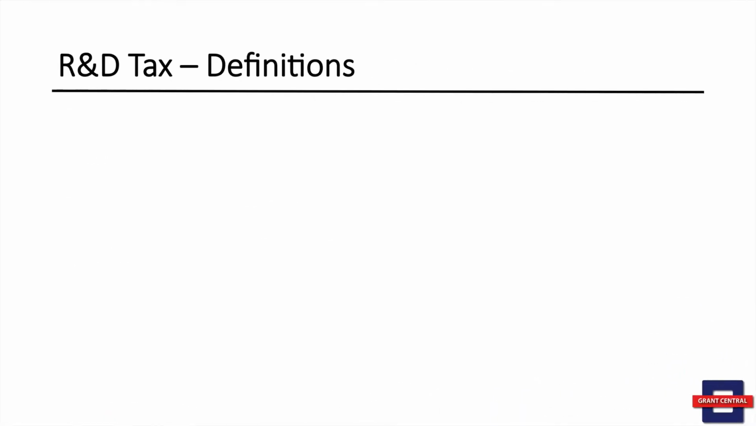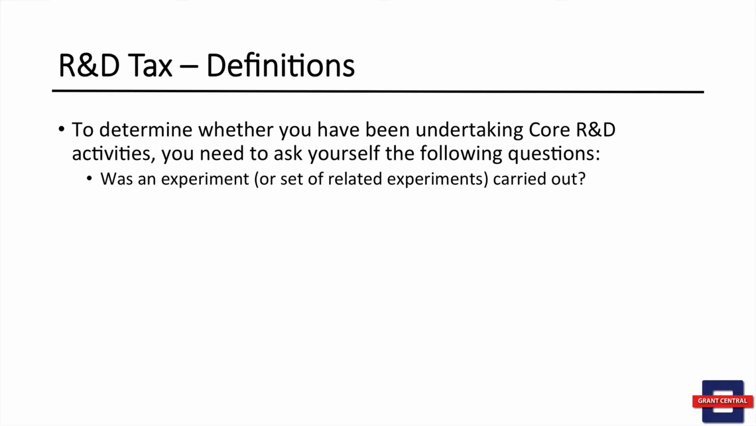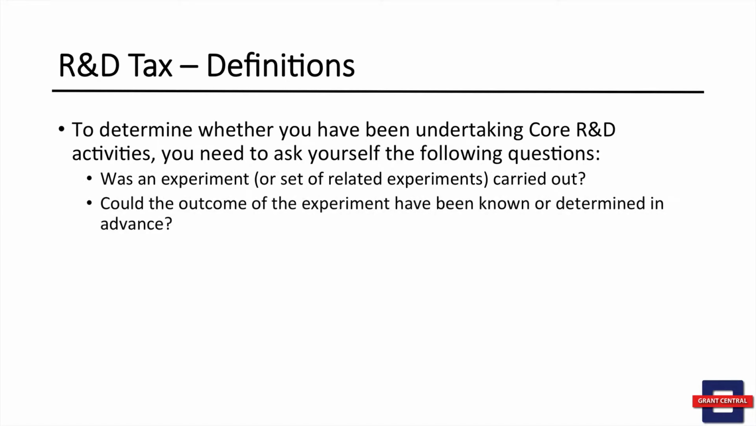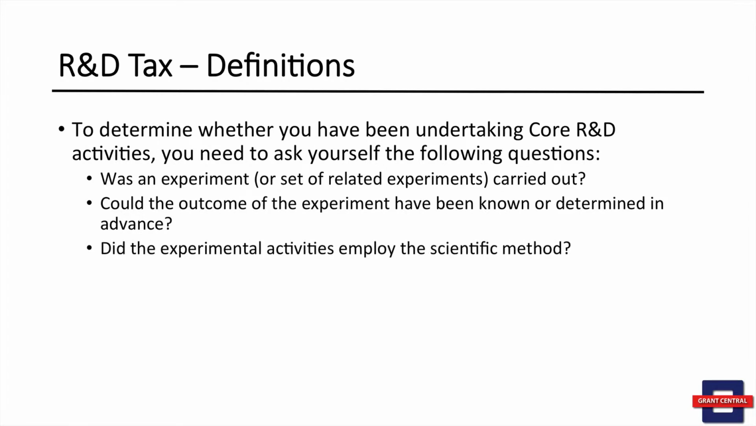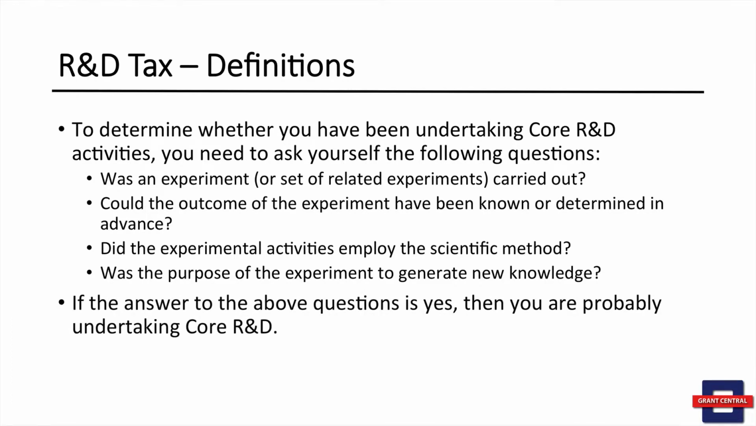To determine whether you've been undertaking core R&D activities, you need to ask yourself the following questions. Was an experiment or set of related experiments carried out? Could the outcome of the experiment have been known or determined in advance? Did the experimental activities employ the scientific method? And was the purpose of the experiment to generate new knowledge? If the answers to all those questions is yes, then you're probably undertaking core R&D. But let's have a look at all of these questions in more detail.